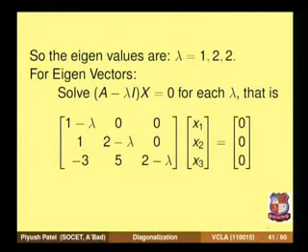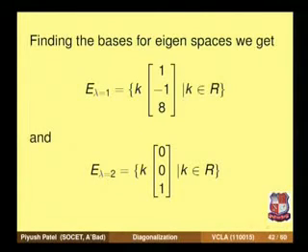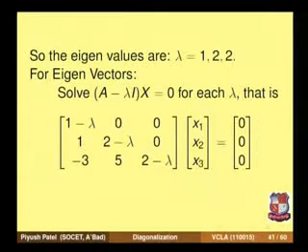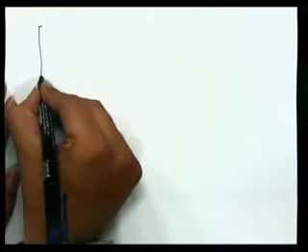Again, in order to find the eigenvector we need to solve the homogeneous system for the non-trivial solution for each lambda. So let us solve the homogeneous system for each lambda, that is for lambda equal to 1. So let us find the eigenvectors here. For lambda equal to 1, we solve the system, and then we will have the following system.